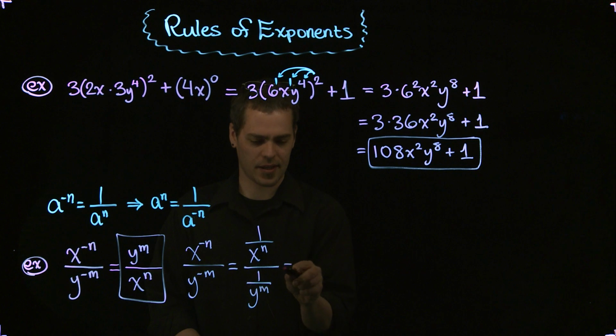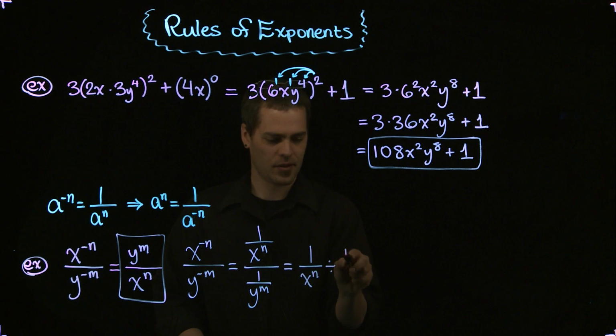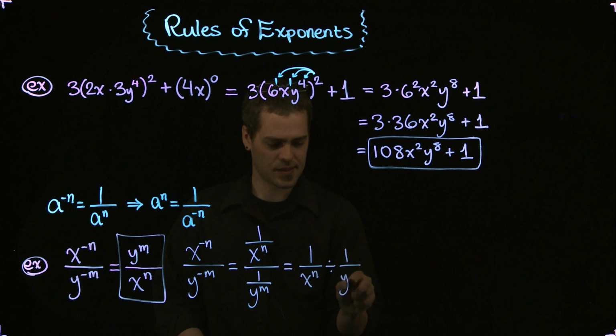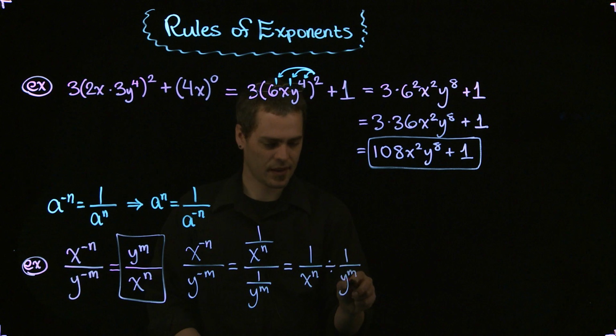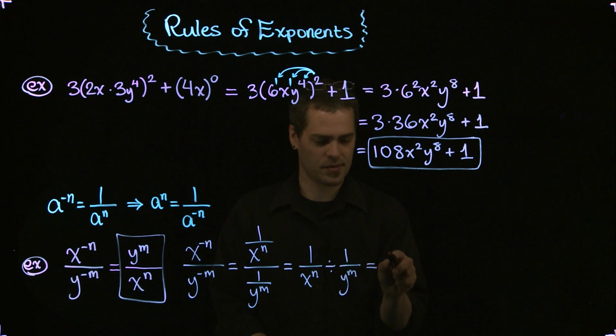Now, if I'd like, I could rewrite this as 1 over x to the n divided by 1 over y to the m. This is the same exact expression. And I like to remember a little rule here when I'm dividing fractions, or a little phrase, I should say. The phrase is copy dot flip.